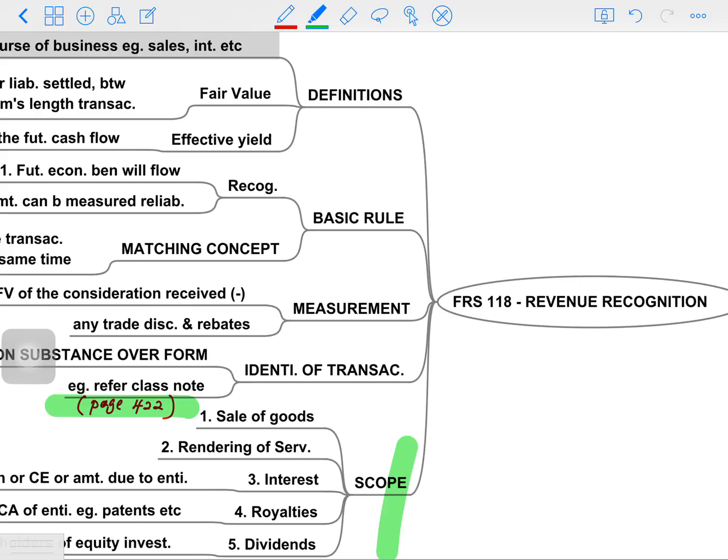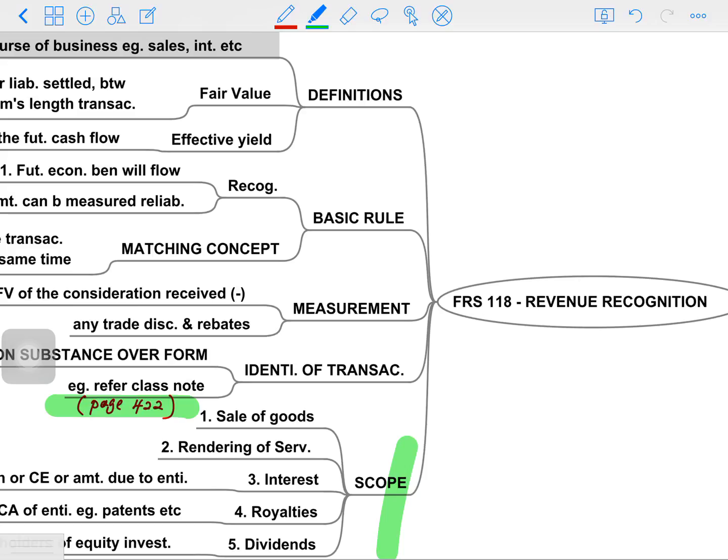In your exam, one question will be based on theory, which is question number 3. Usually in your final exam you will have a question solely on theory, which is question number 3, and it discusses FRS. Normally FRS revenue recognition, inventories, and also events after the balance sheet date. So for today we're going to look at the first one, which is revenue recognition, FRS 118.